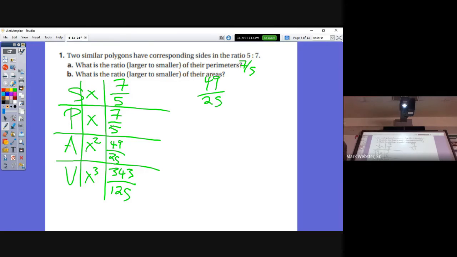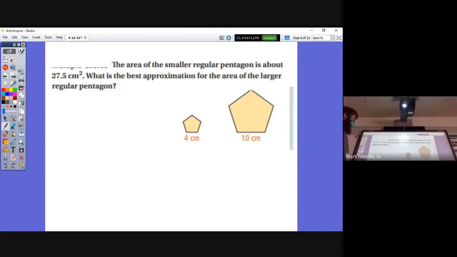Okay. Pretty simple. Now the only thing that's different is they're instead asking you to actually apply this information. We're no longer just asking what the scaling factor is. We're going to figure out a quantity using that information. So look at what they give us. They give us this picture. They tell us that the area of this smaller one is some amount. What's the area of the bigger one?